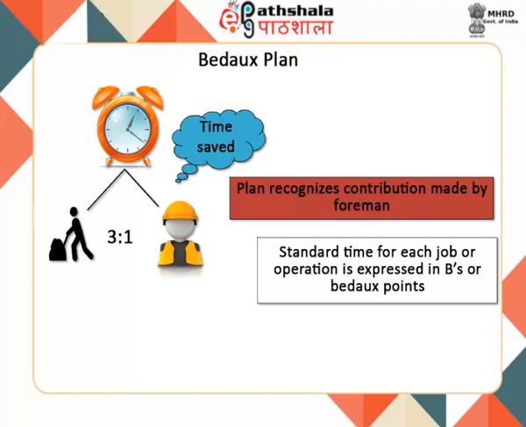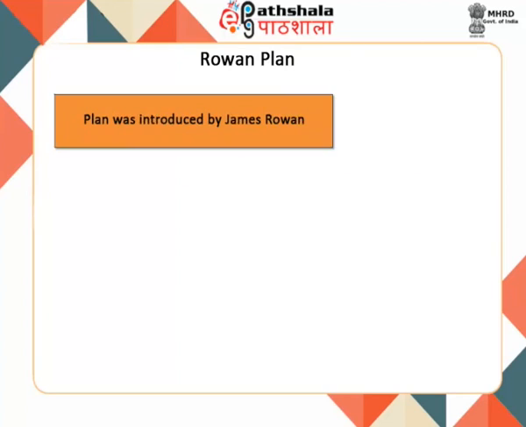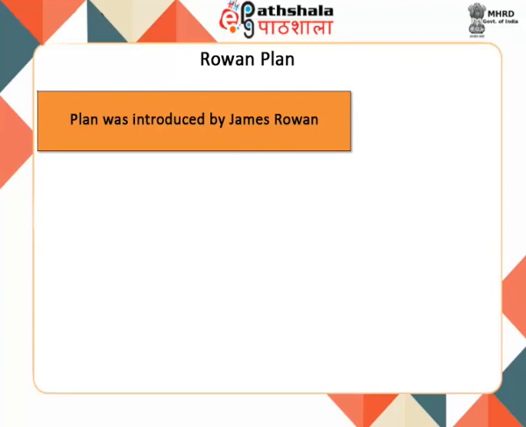If a particular work is rated at 120 Bs, then the standard time for completion of that job is 2 hours or 120 minutes. If time taken is less than the standard time in terms of Bs, then 75% of the wages of the time saved is paid to the worker as bonus and 25% is paid to the foreman.